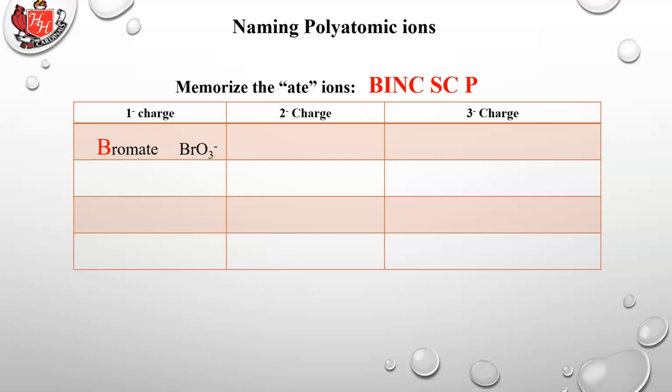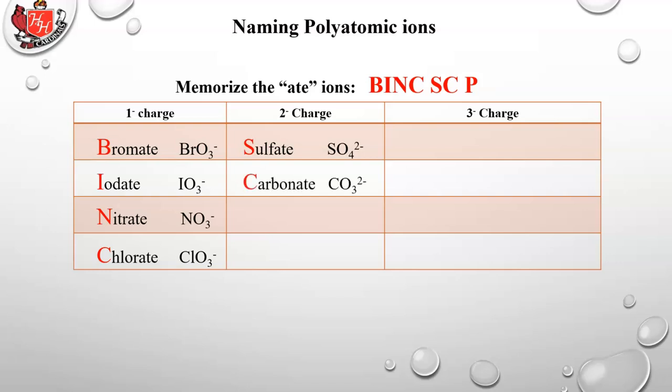So here are the names for those. The ones with a 1- charge are bromate, BrO3-, iodate, IO3-, nitrate, NO3-, chlorate, ClO3-. Now with a 2- charge are sulfate, SO4 2-, carbonate, CO3 2-. And there's one with a 3- charge, and that's phosphate, PO4 3-.